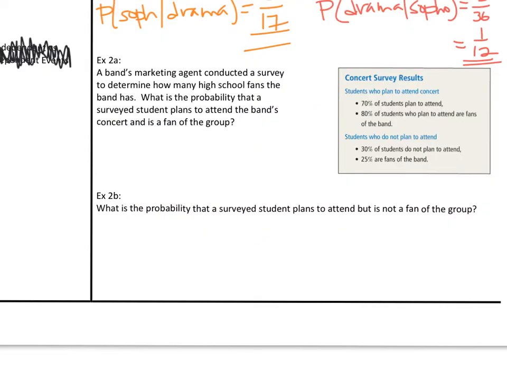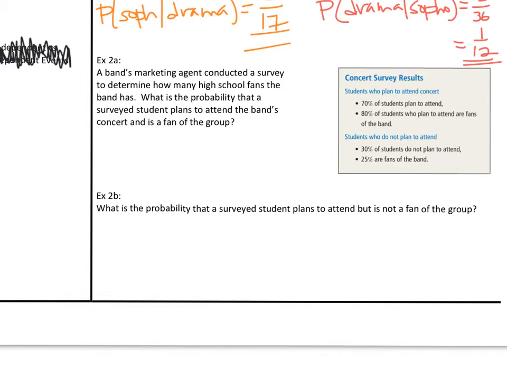All right, let's change gears and try a different type of example. Example 2A. A band's marketing agent conducted a survey to determine how many high school fans the band has. What is the probability that a surveyed student plans to attend the band's concert and is a fan of the group? So let's take a look at the values over here on the right.